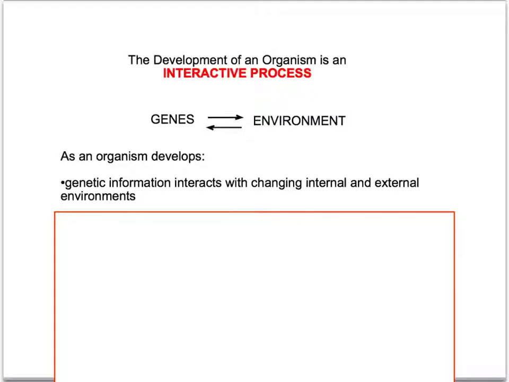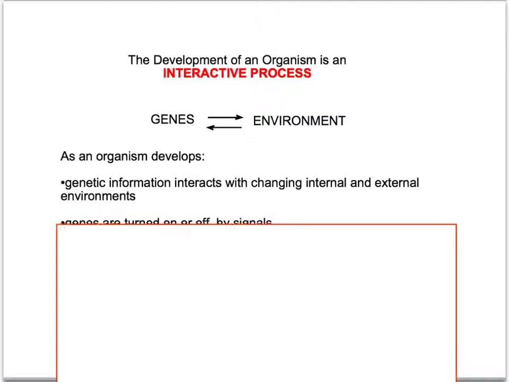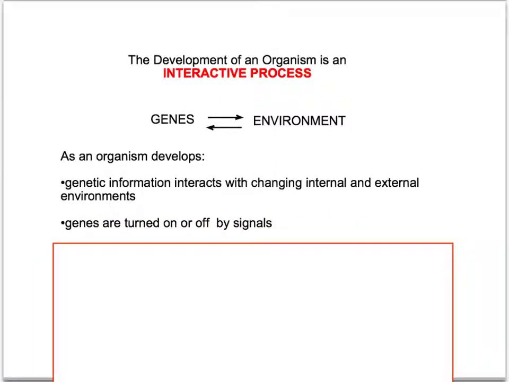Okay, so there's both an internal environment inside the body of the organism, inside the cells of the organism, between the cells of the organism. So there's that internal environment as well as the external environment, what's outside in the world. Okay, genes can be turned on or off by certain signals.